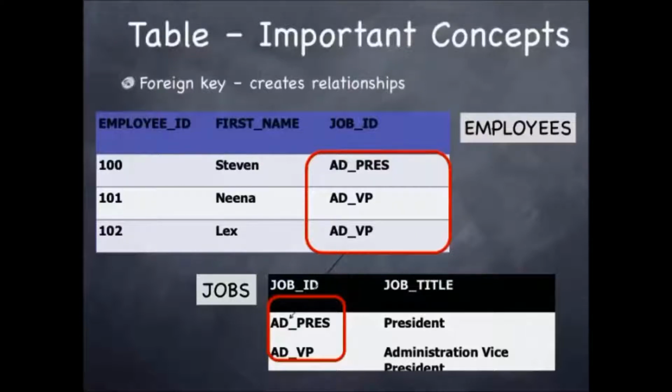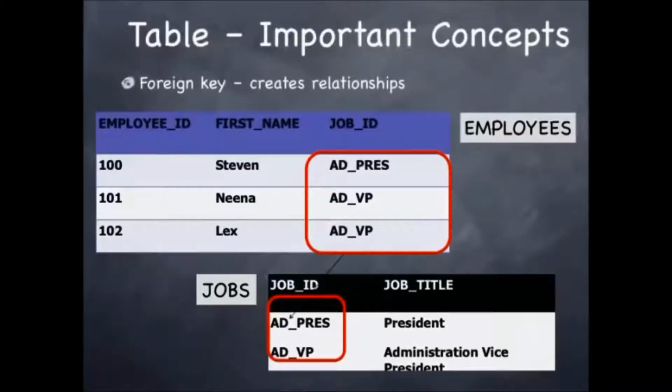The jobs table has two rows. The first row describes the job where the ID is Add Press and the title is President. The second row describes the job where the ID is Add VP and the title is Administration Vice President. Now, first of all, let's take a look at what the primary key in the two tables would be. The primary key for the employees table would be employee ID. The primary key in the jobs table would be job ID.